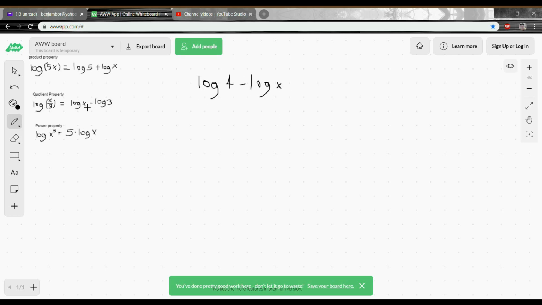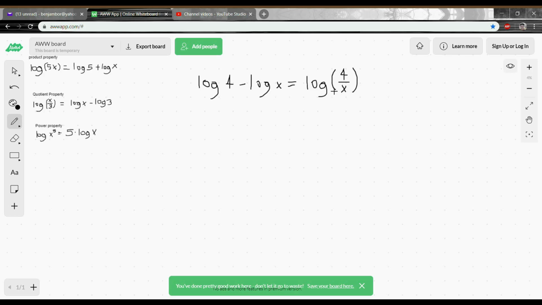When we have two logarithms being subtracted from one another, we can use the quotient property to turn that into the logarithm of the first factor becoming the numerator and the second factor becoming the denominator. And this is our final answer.